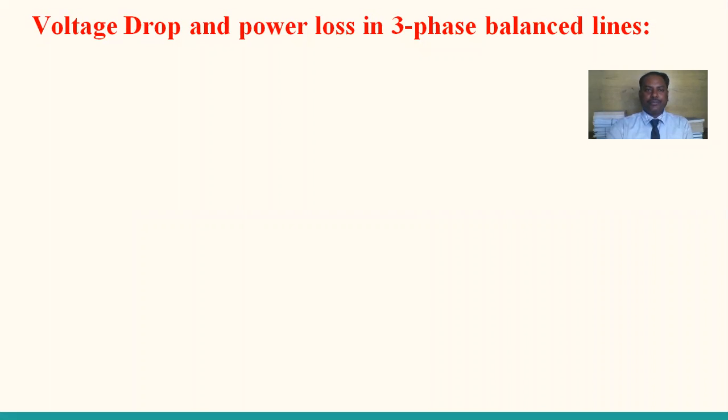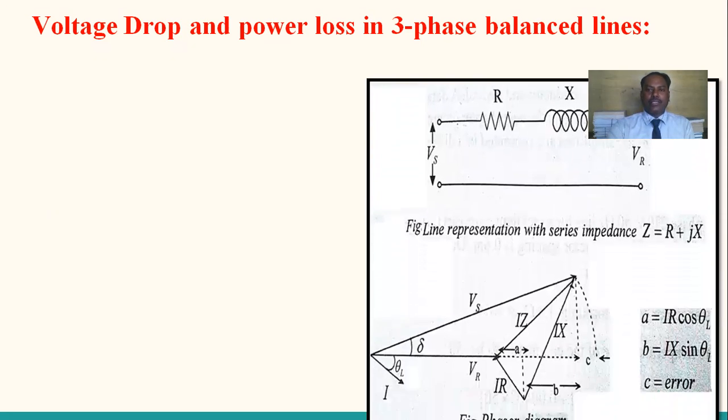Good morning, students. In the earlier class, we discussed the voltage drop and power loss calculations in the non-three-phase lines. In today's class, we are going to discuss the voltage drop and power loss calculations in the three-phase balanced lines. Three-phase balanced lines, in the sense, the system has three conductors termed as R, Y, B, and each phase loaded equally. That is nothing but the balanced system.